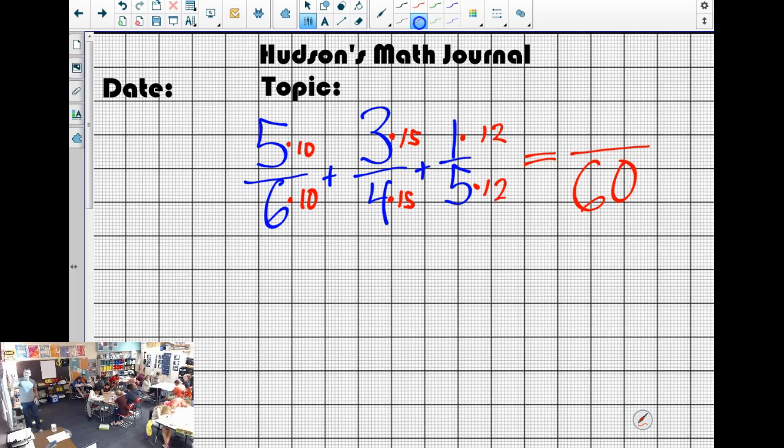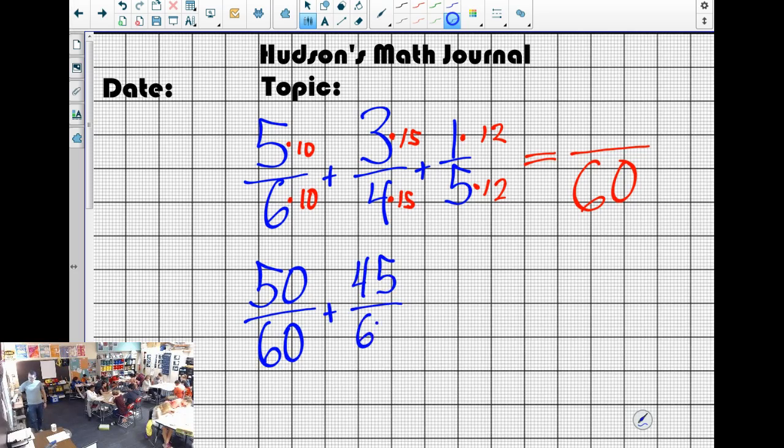So then we rewrite: 5/6 times 10 over 10 is 50 over 60, 3/4 times 15 over 15 is 45 over 60, and 1/5 times 12 over 12 is 12 over 60.